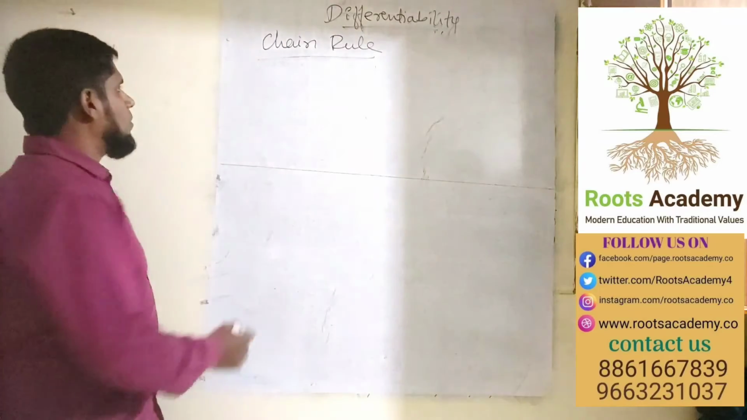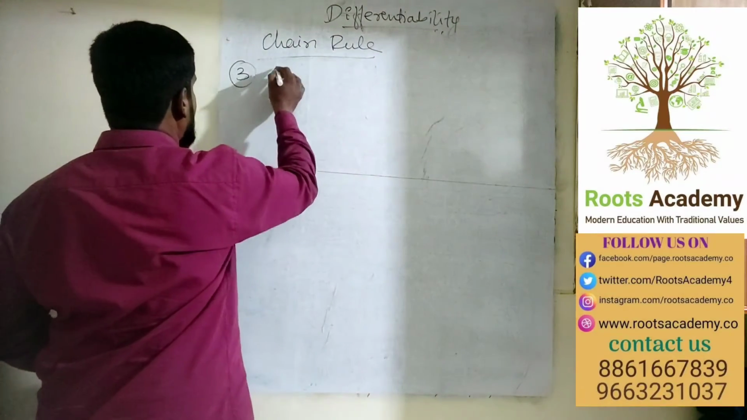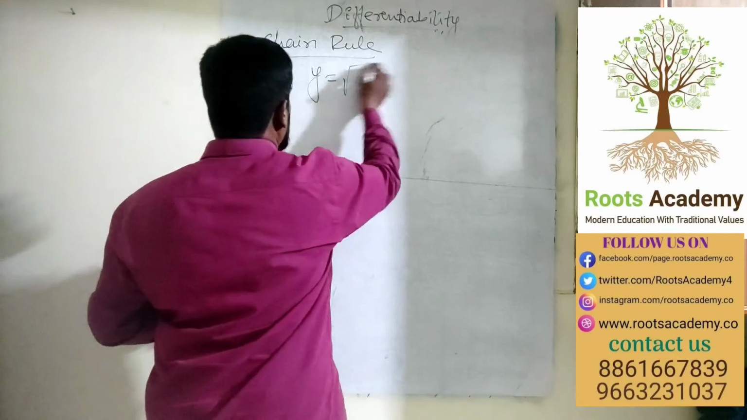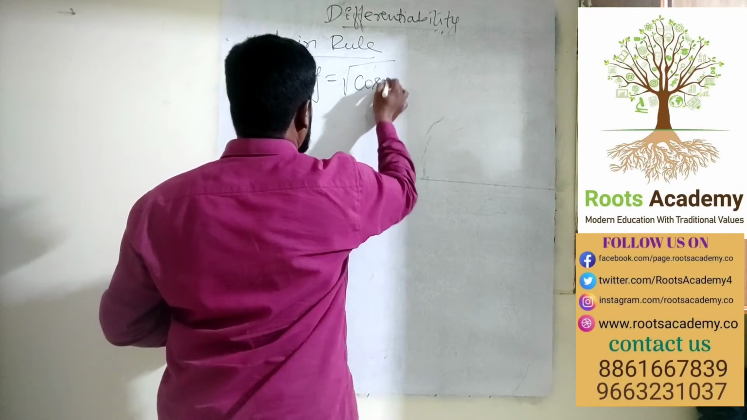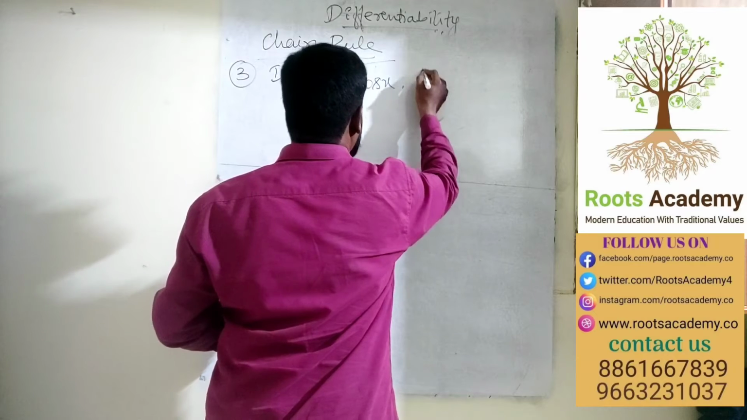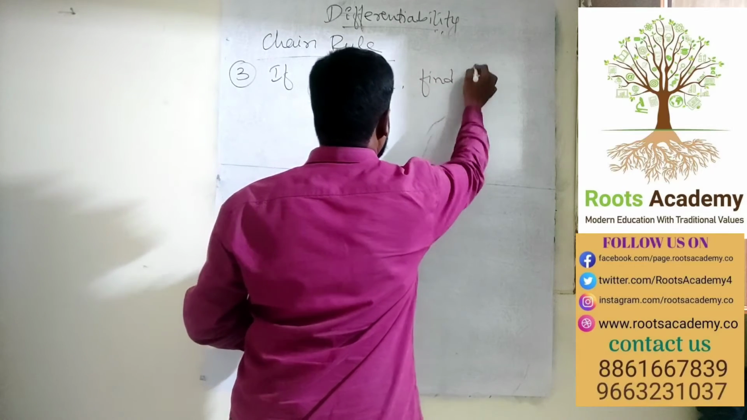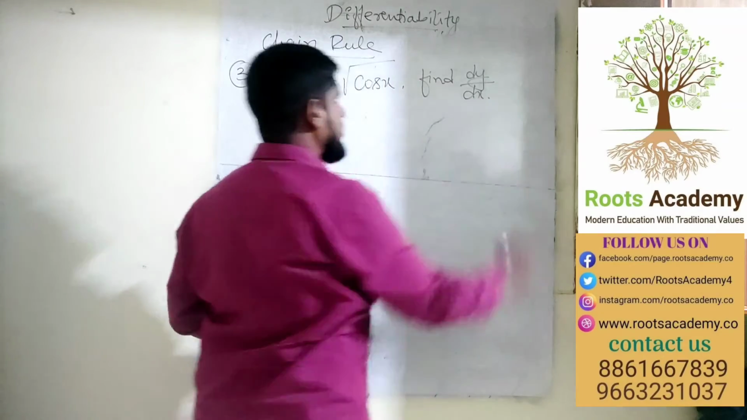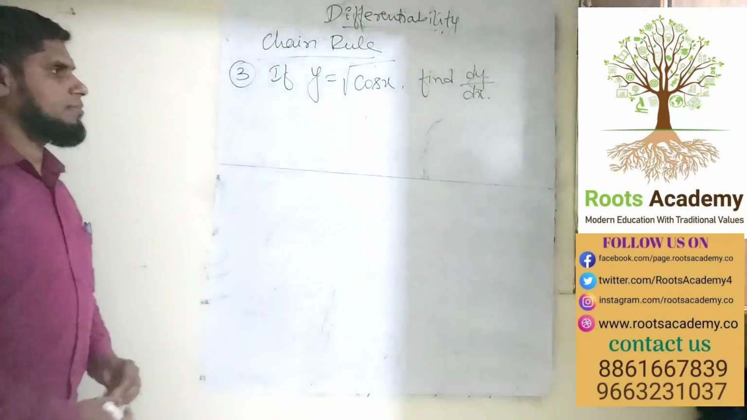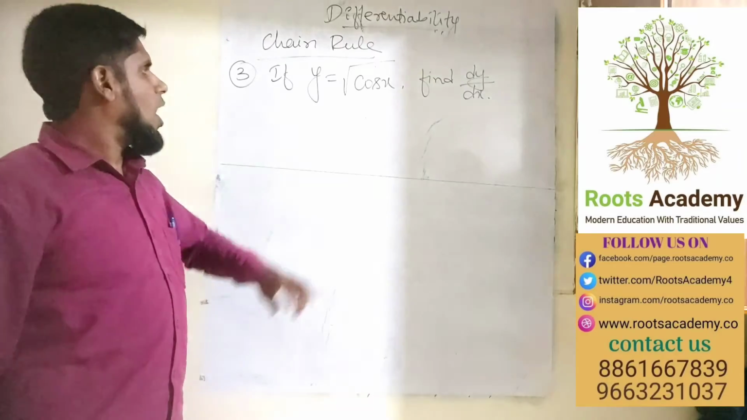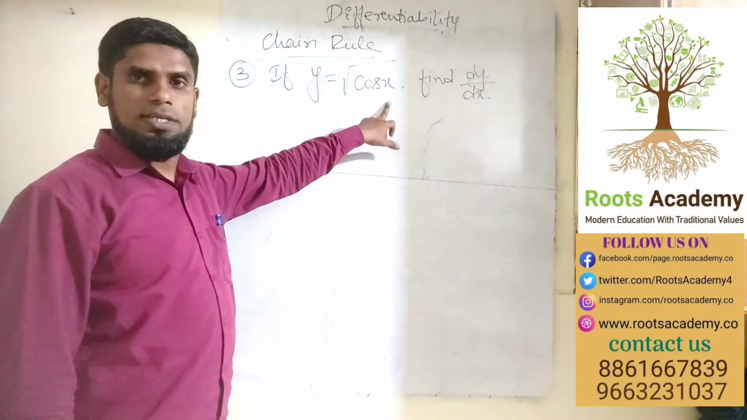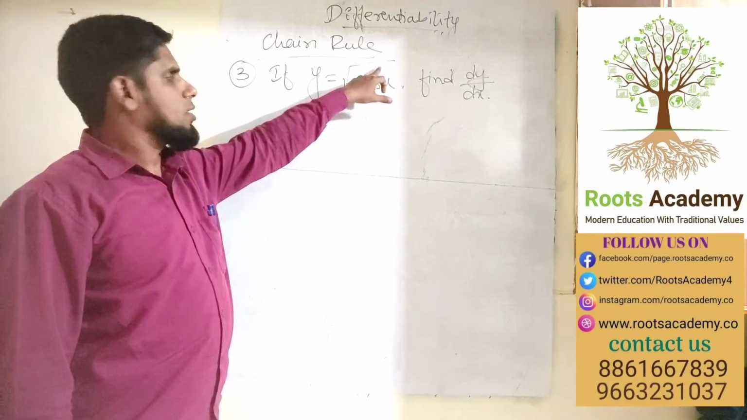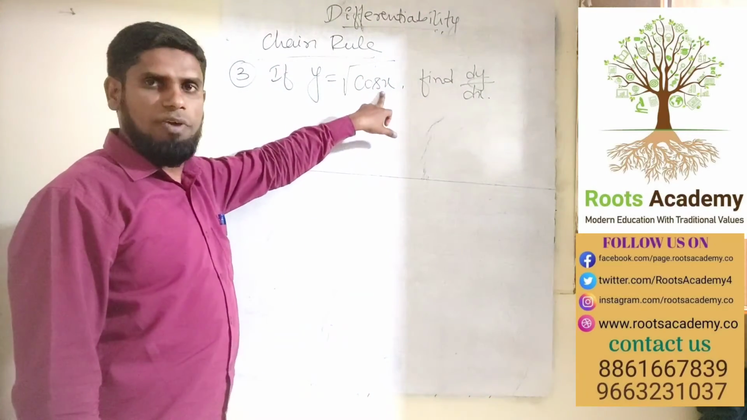Let us go to the next problem. If y is equal to root cos x, find dy divided by dx. This time student, under the root it is cos x. So it means first is the root function, then under this root we have cos x.